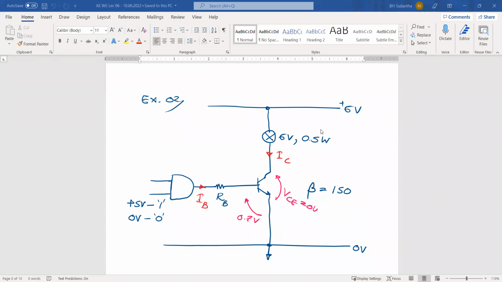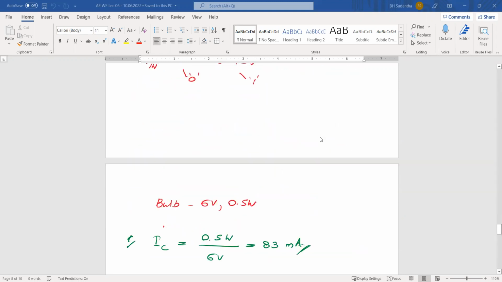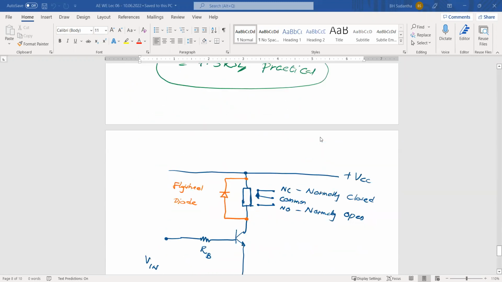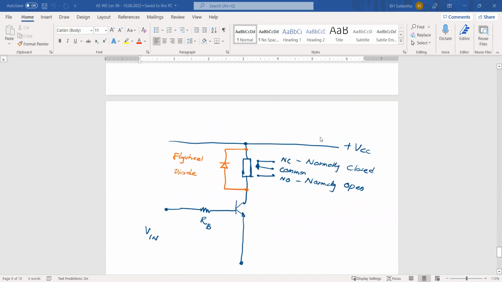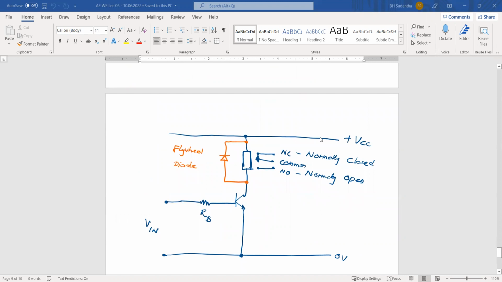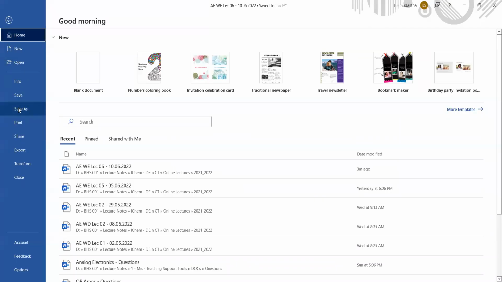Now we know how to use this transistor as a switch. And actually, we have to consider only two different modes: one is cutoff mode, the other one is saturation mode. Today we can discuss the other applications. We can use the transistor as an amplifier.